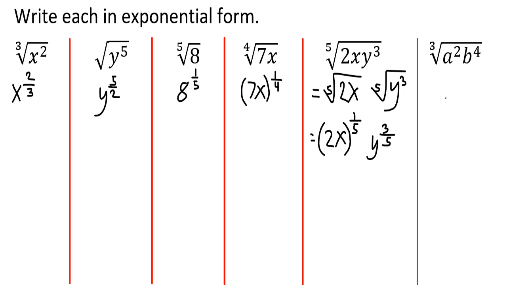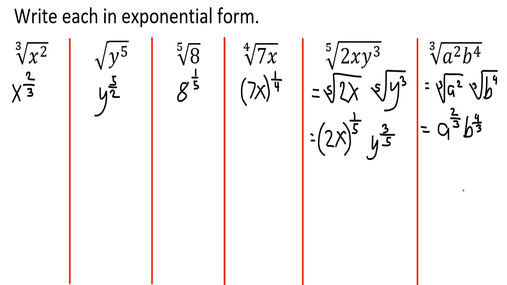Next, the cube root of a raised to 2, b raised to 4. Okay, paghiwalayin natin kasi magkaiba yung exponent. Cube root ng a raised to 2. So, that is a raised to 2/3. Mauuna lagi yung exponent, tapos yung index sa baba. And then b, so 4 yung exponent, so 4/3. Kasi 3 yung index.